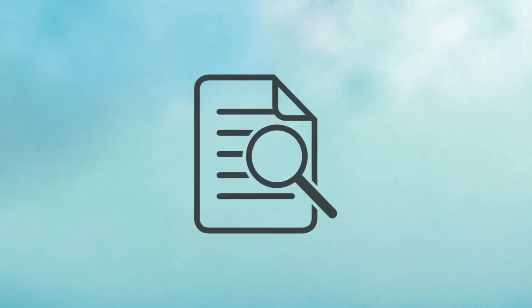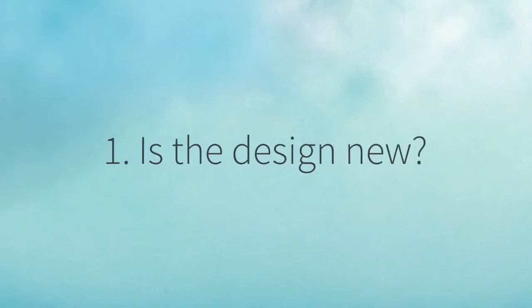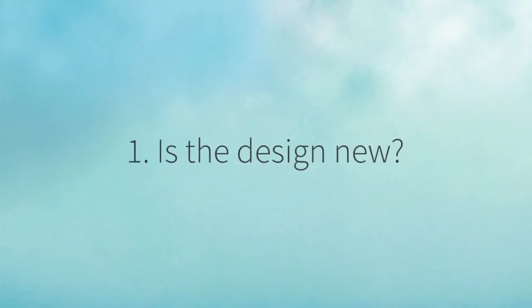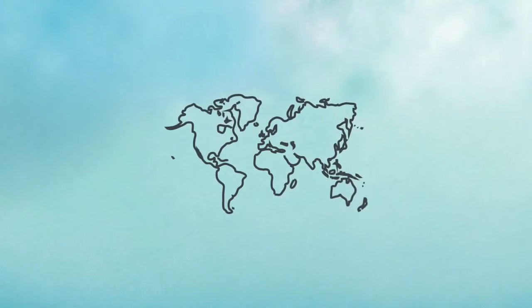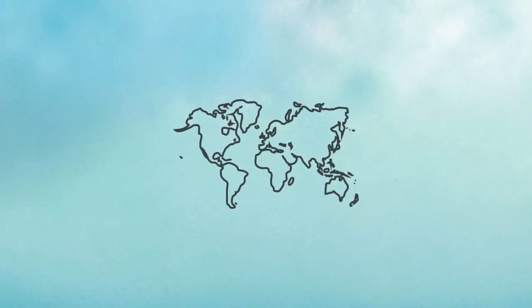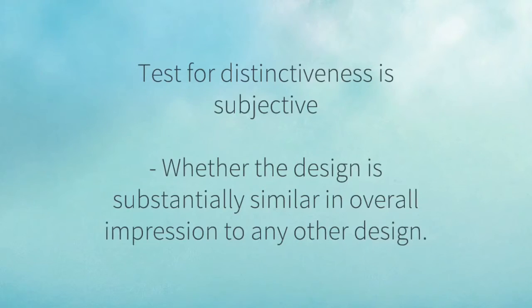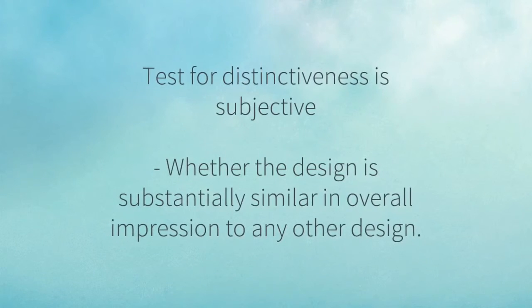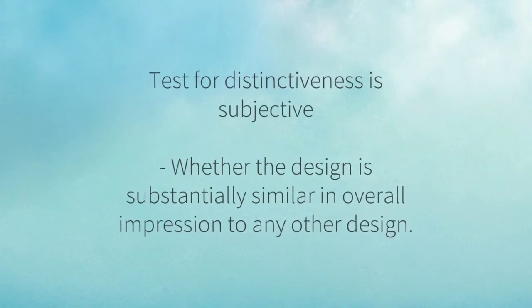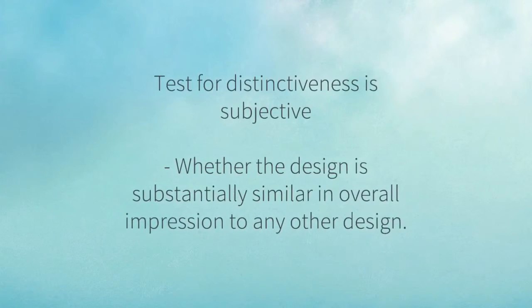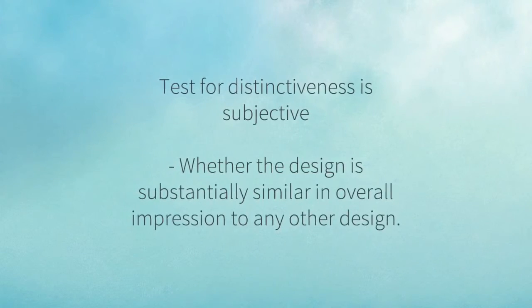During examination, IP Australia will look at your design to see if it meets 2 criteria. The first criteria is whether the design is new. Here they will consider whether the design has been seen anywhere else in the world before the filing date. The second criterion is whether the design is distinctive. The test for distinctiveness is subjective. What the examiner is looking for is whether your design is substantially similar in overall impression to any other design.